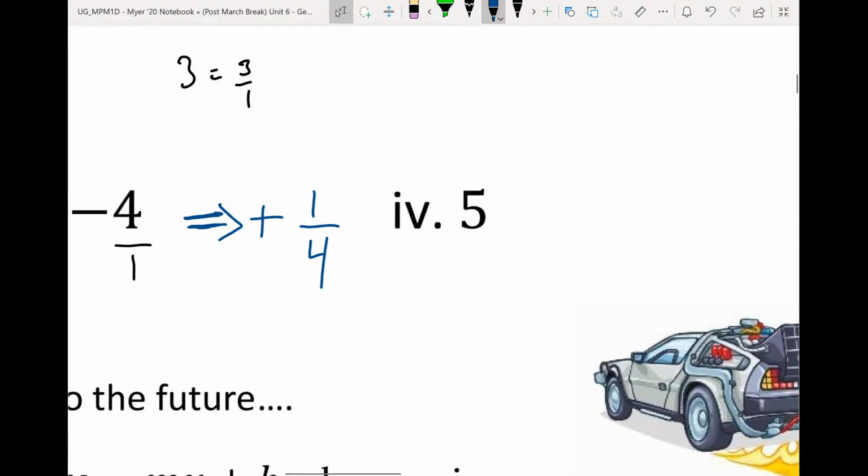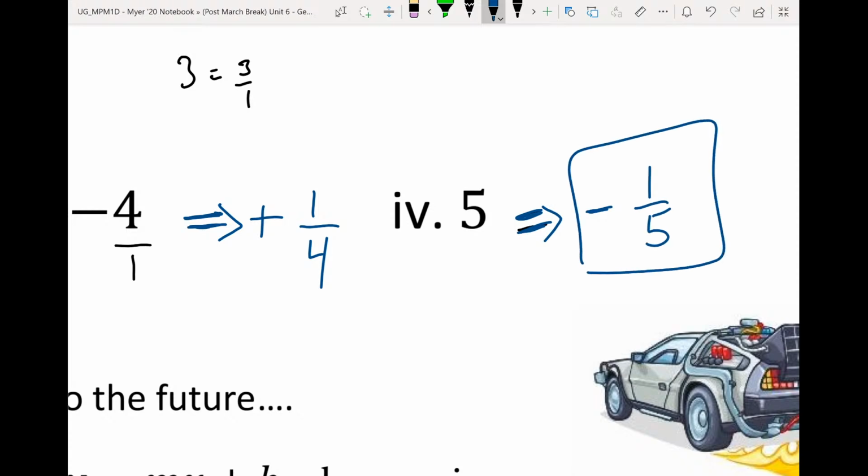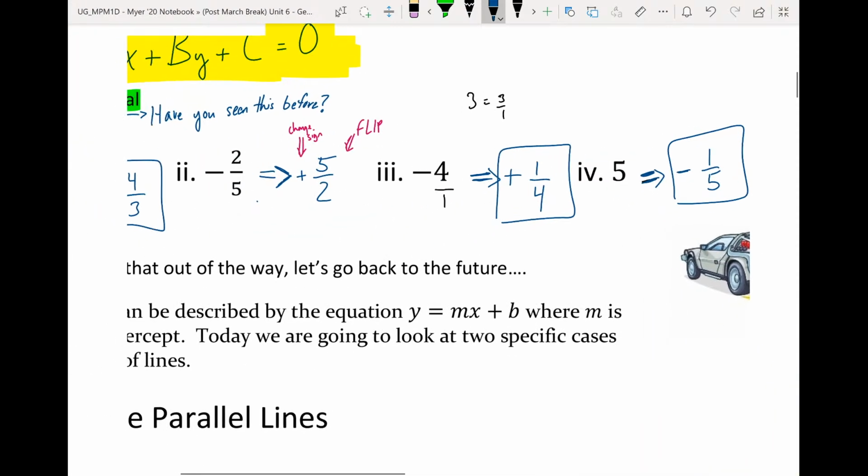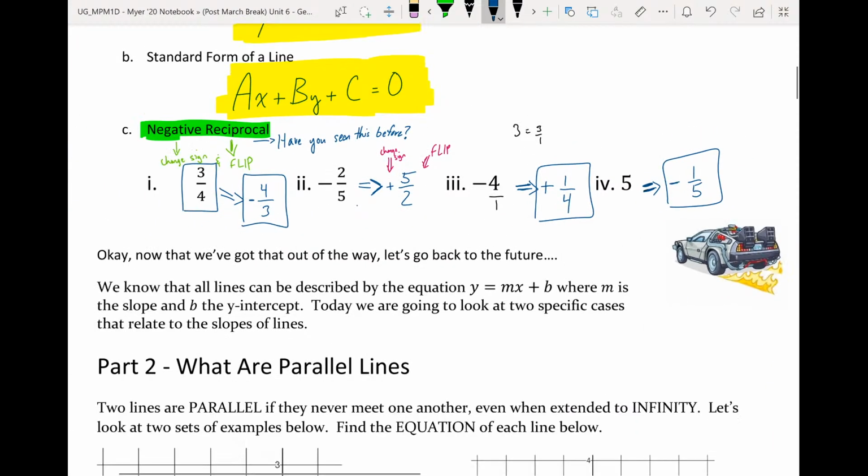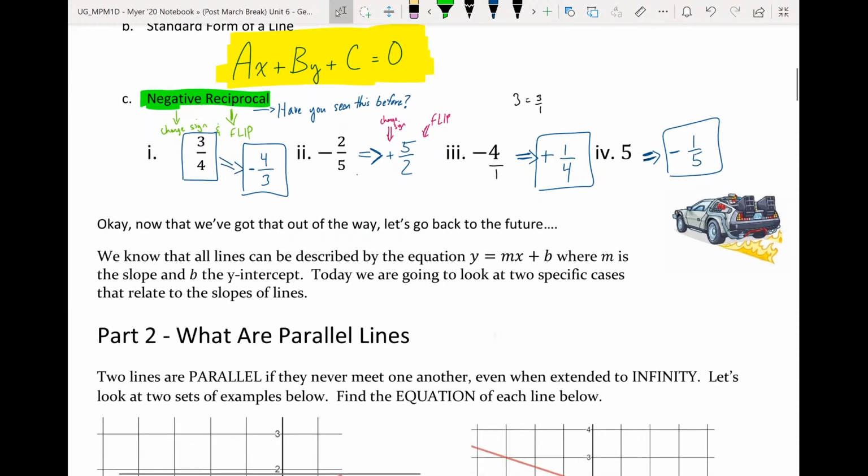Likewise, if we had 5, 5 becomes negative 1 over 5. All right, so the negative reciprocal is going to be important to what we're doing today. All we're doing is flipping and changing the sign. And I'll show you why it works that way.